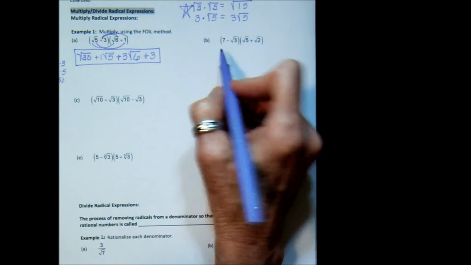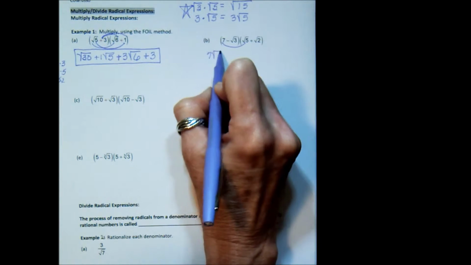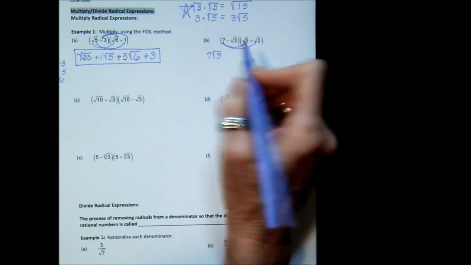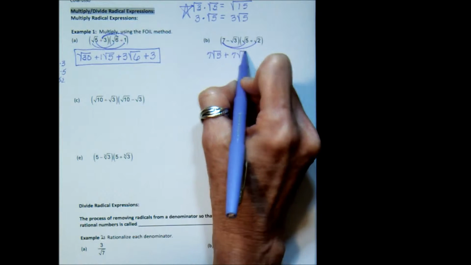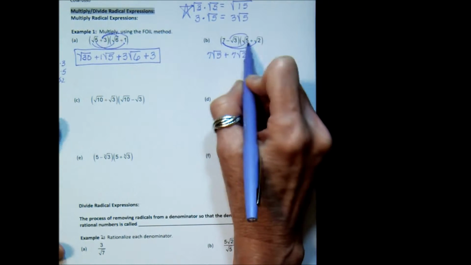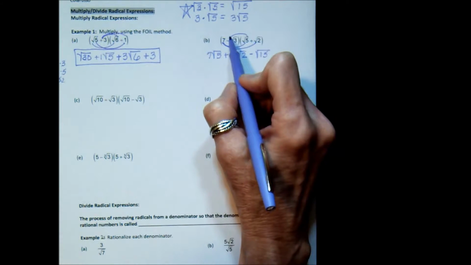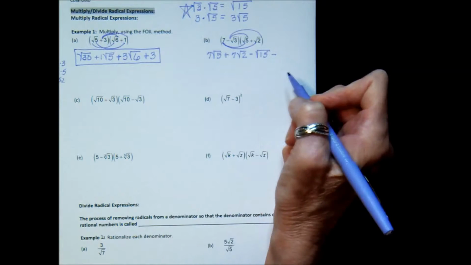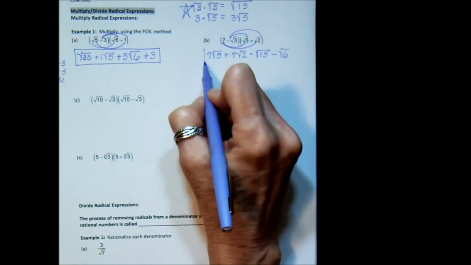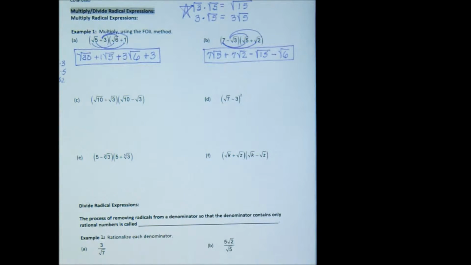Let's look at the next FOIL. 7 times radical 5 is just 7 radical 5. Outside, 7 radical 2 plus 7 radical 2. Inside, minus, those are both radicals, so I can multiply them together. And last is minus radical 3 times radical 2 is radical 6. This is another example where none of the terms are like and can't be combined then.